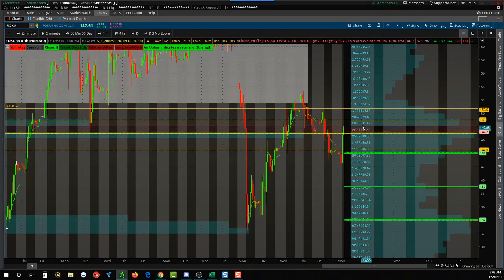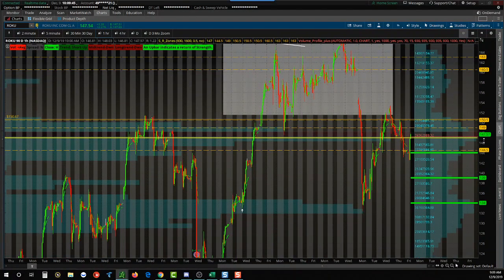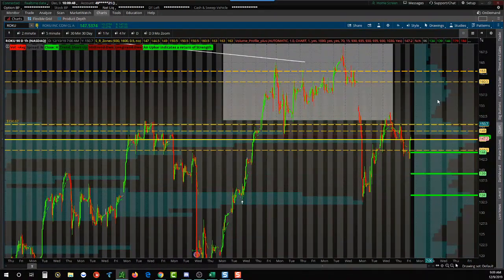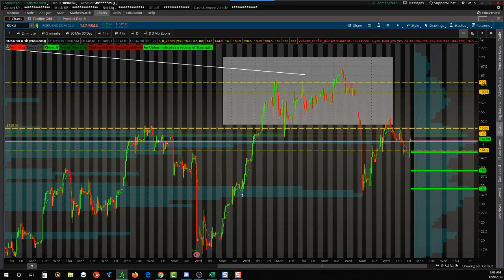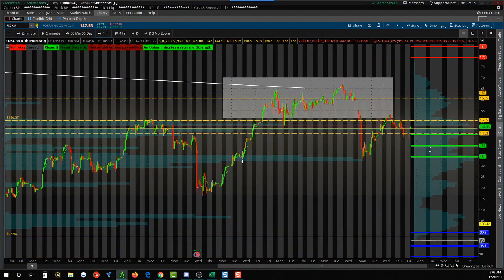So right now, Roku is sitting at its POC, its point of control. If you're not familiar with volume profiles and TPO, this is bell curve statistics. It's marking out where 68% of all the trade volume was at. And then it's marking out the center of the deviation, the mean, the point of control.